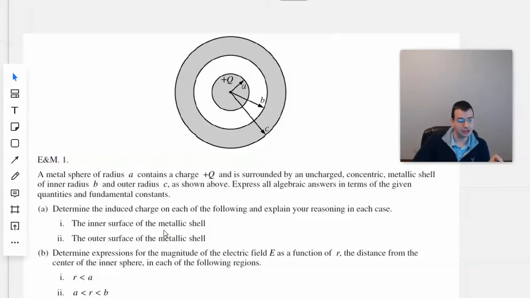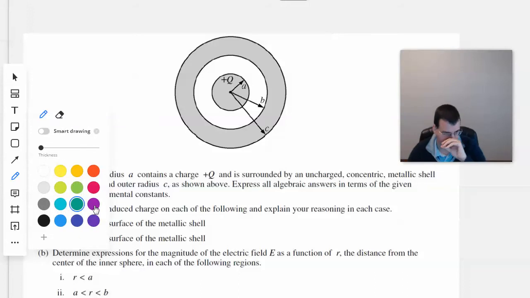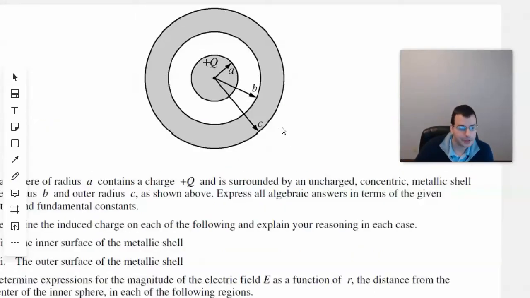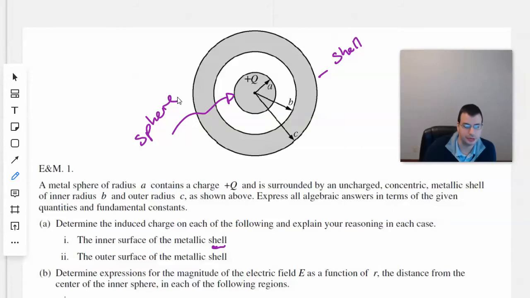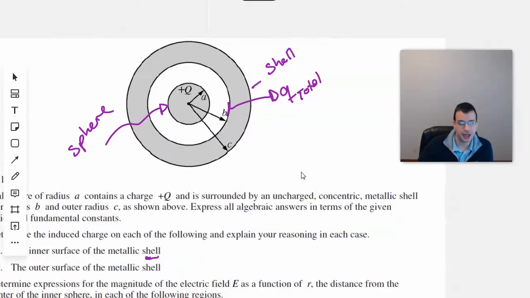So the inner surface of the metallic sphere. Okay? Or inner shell. So shell, this is shell. That is sphere. All right, the inner surface. So we want to find the Q total on the inner side. So there's a couple of different ways of looking at this.